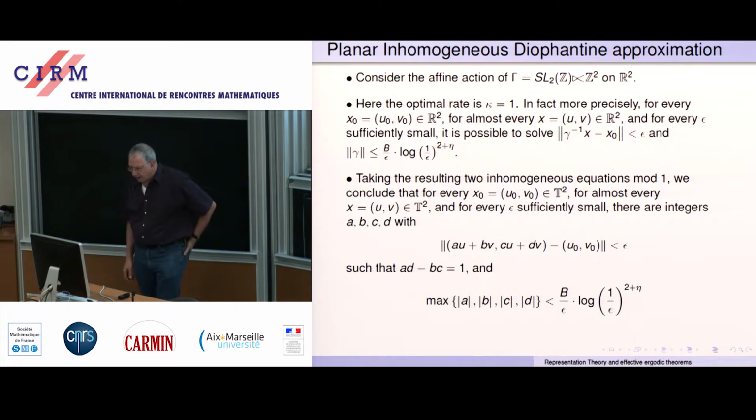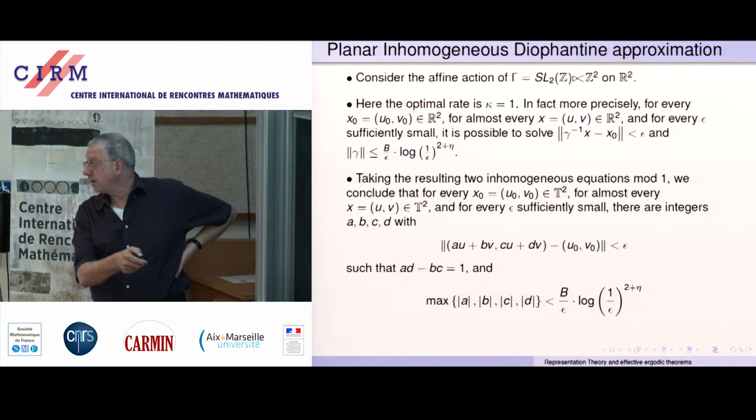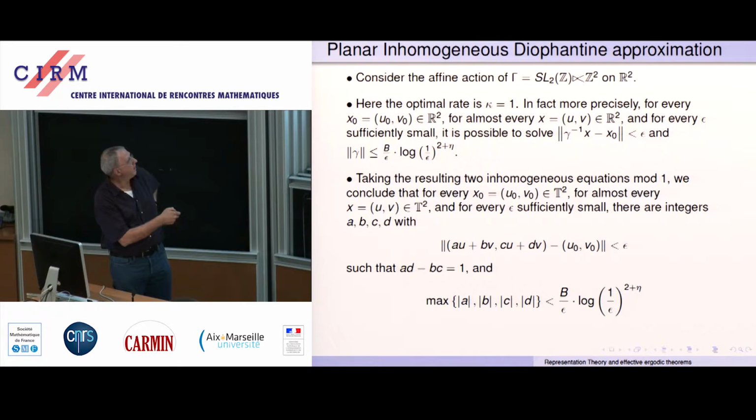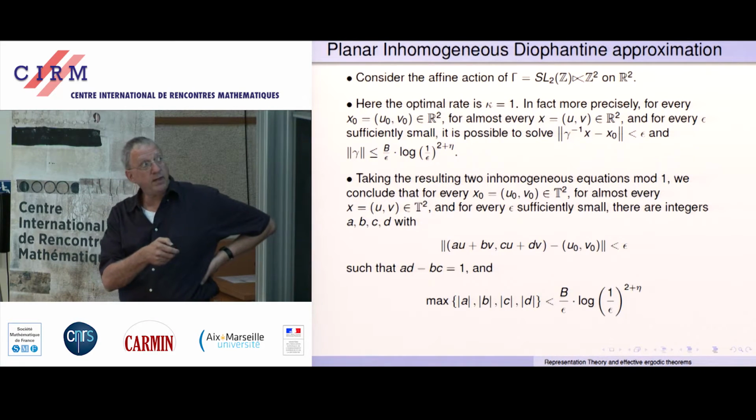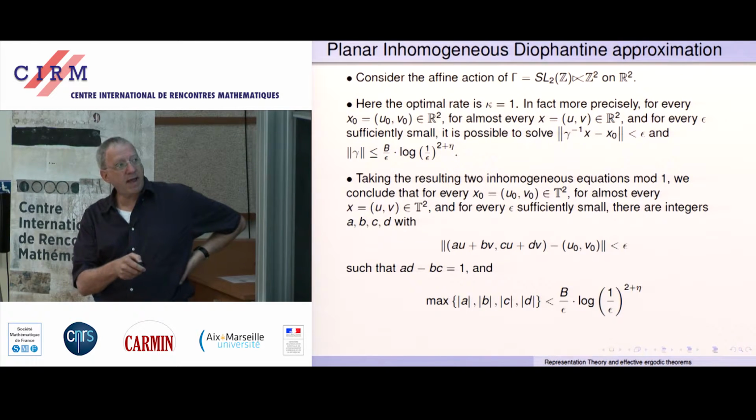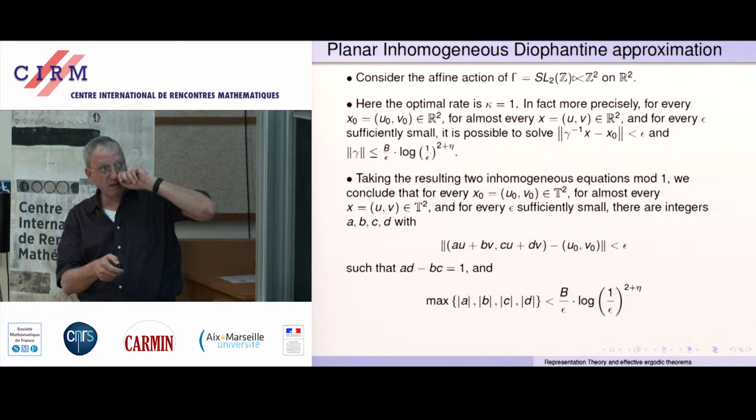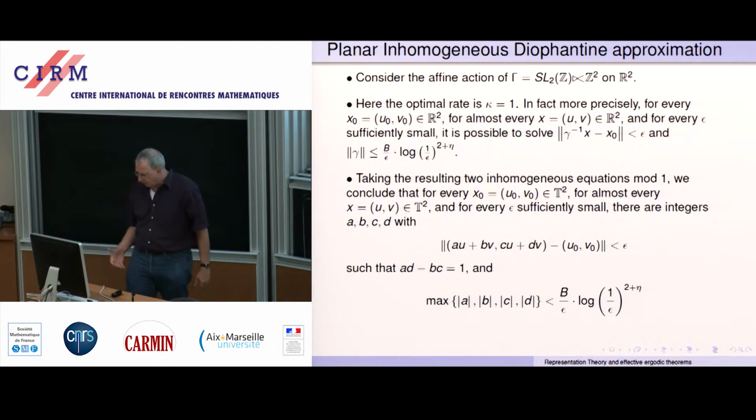And now taking the two resulting inhomogeneous equations mod 1, we can conclude that for every u naught, v naught in the 2 torus, and for almost every other point x in the 2 torus, and again for every epsilon sufficiently small, there are integers a, b, c, d such that we have two simultaneous Diophantine approximation statements in each coordinate, solved with integers a, b, c, d such that ad minus bc is 1, namely it's a matrix in SL2Z, and the maximum, say, of a, b, c, and d is again the same bound, b over epsilon times log squared. Okay, so this is a very concrete example.